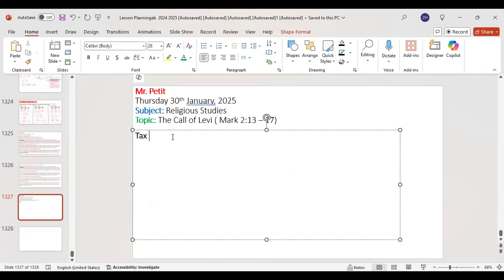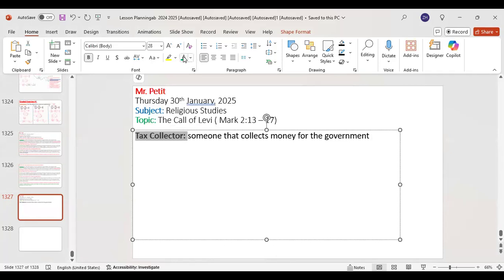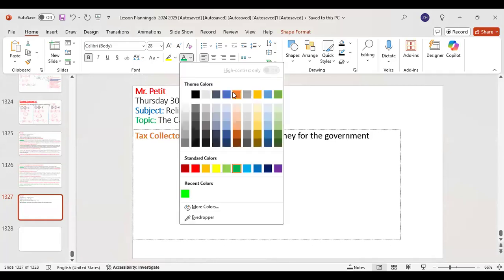Tax collector. So a tax collector is someone that what? Collects money for the government, right? So a tax collector is someone that collects money for the government. In this case, we're looking at the government of Rome, right? So he was a Roman tax collector, and we know how the Jews felt about the tax collectors, right? They did not really like them.